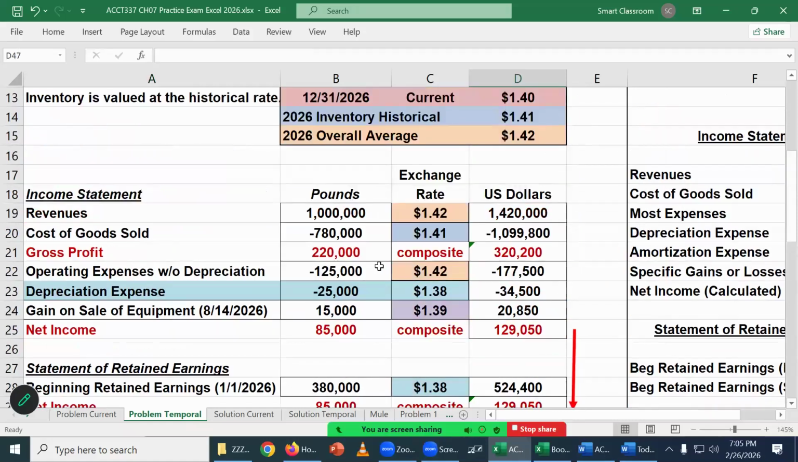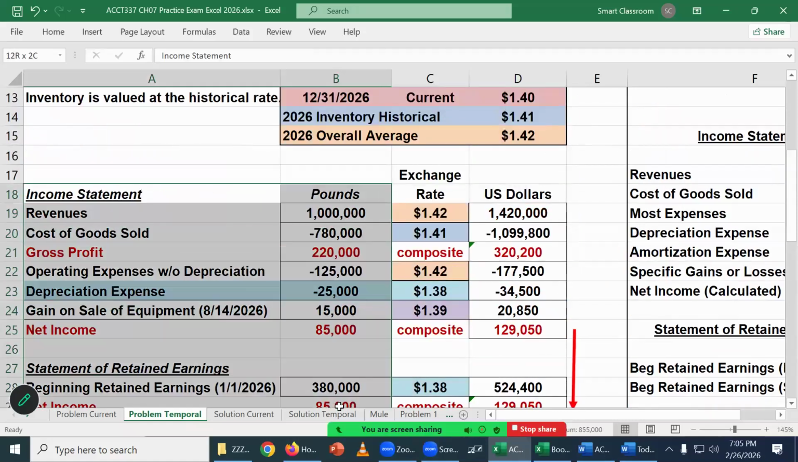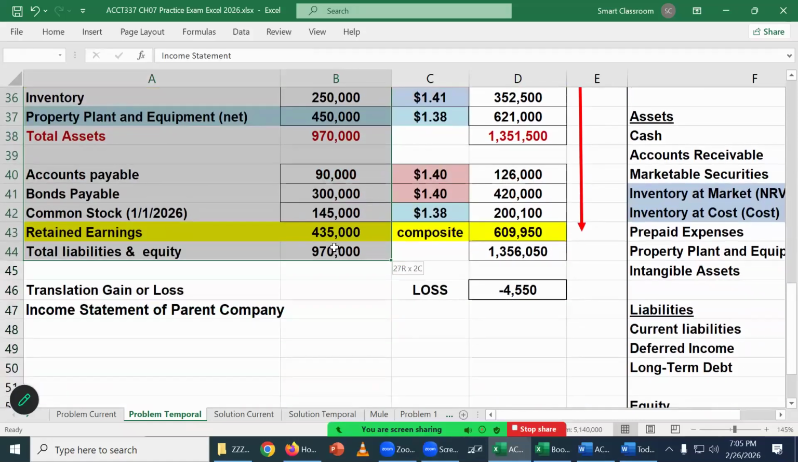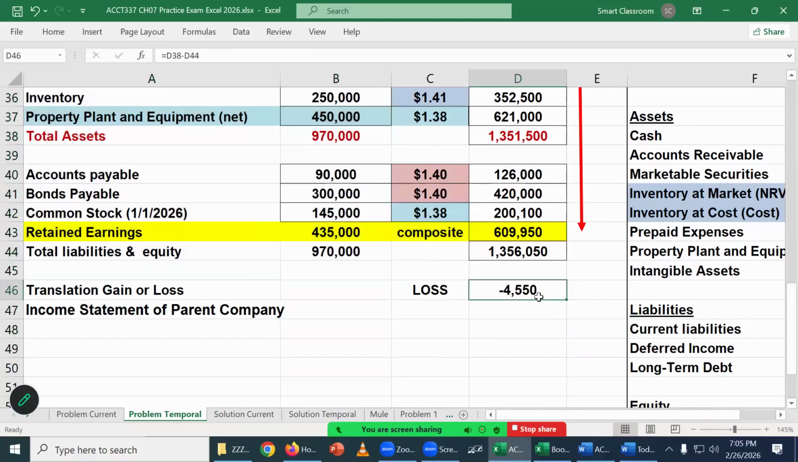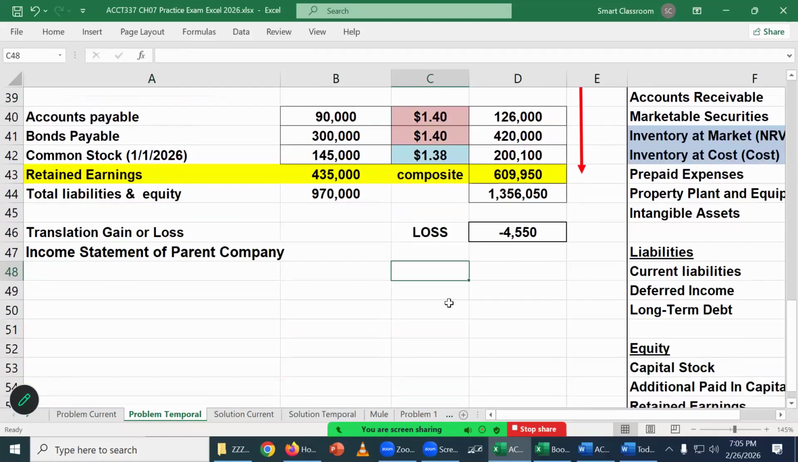The subsidiary would not do anything. You know, the subsidiary would just have their financial statements. But when we brought it over to the U.S. company, we would put that loss on the books as income because these are already converted into U.S. dollars. Questions? All right. Well, we're done with this one.